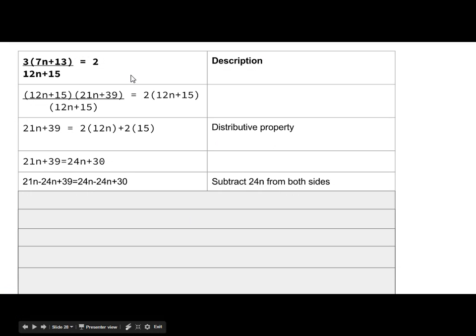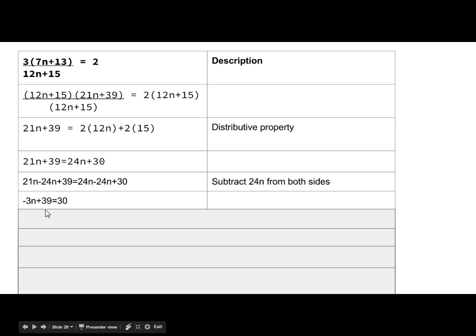Okay, so let's hope I don't have any more technical difficulties and all that stuff. So I wanted to get 24n over to the left side, so I subtracted 24n from both sides. Then when I simplify my equation, I get negative 3n plus 39 equals 30.